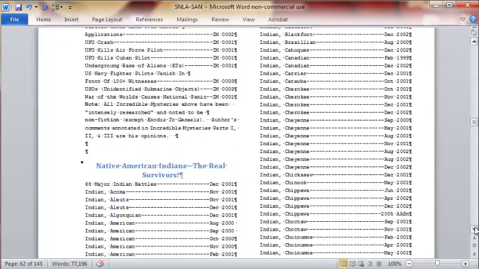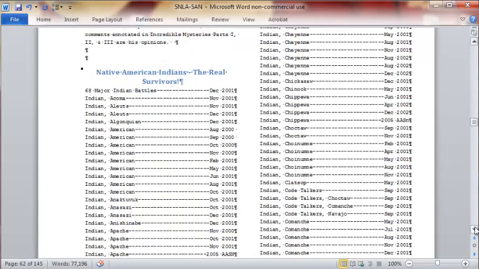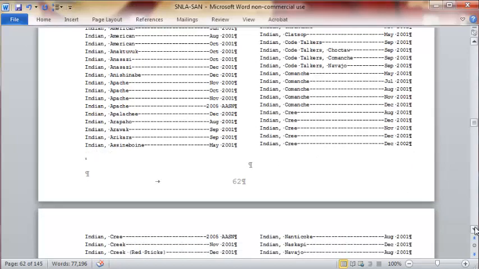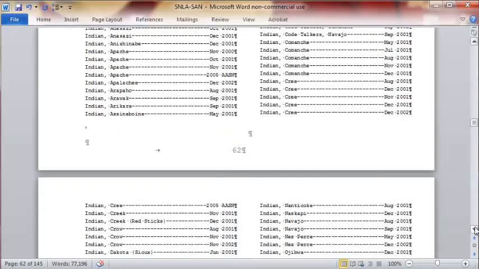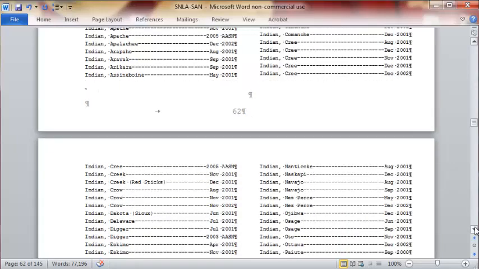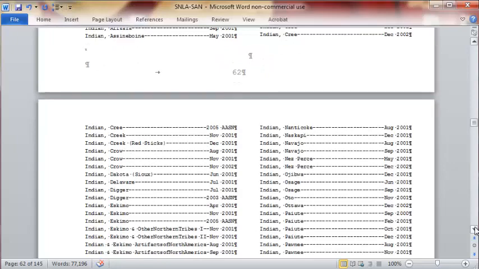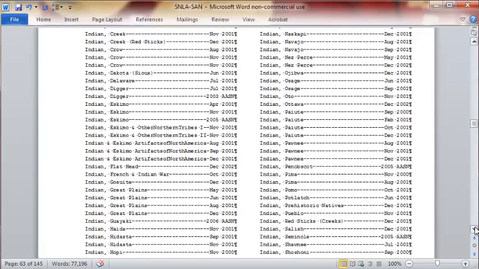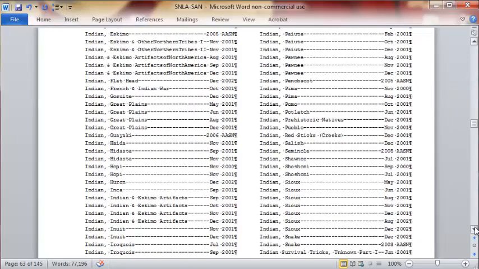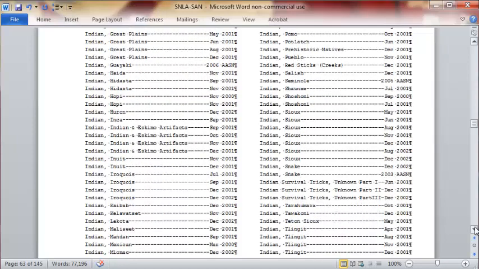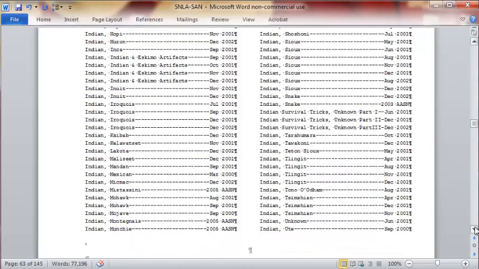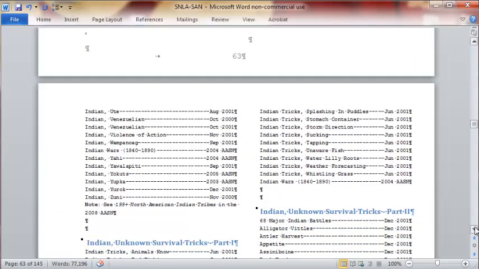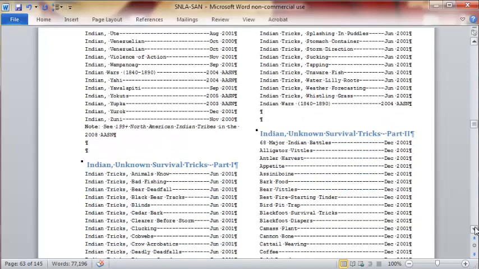Native American Indians, the real survivors. These are in North America, and the other Aboriginal tribes throughout the world, those folks are the real survivors. Or were. A lot of them, like Indian tribes in North America right now, don't practice what they used to do hundreds or thousands of years ago. They're modernized. But what I intensively research is how they survived their environments when there were no modern appliances, no modern anything. Unknown Indian survival tricks, parts 1, 2.